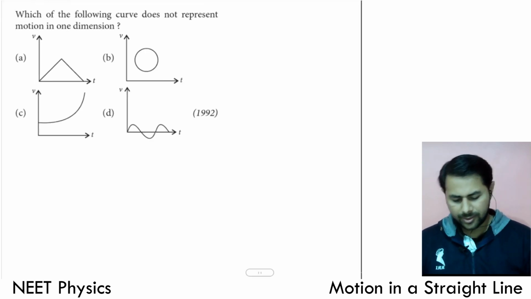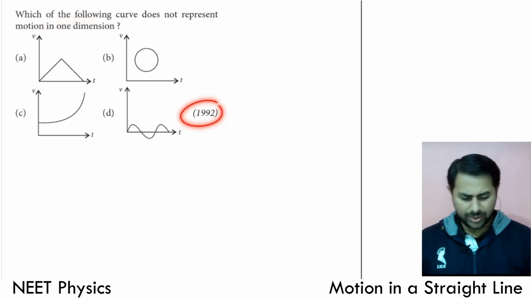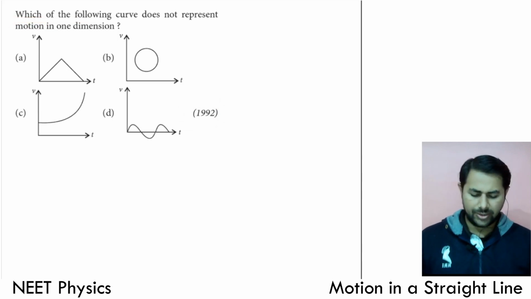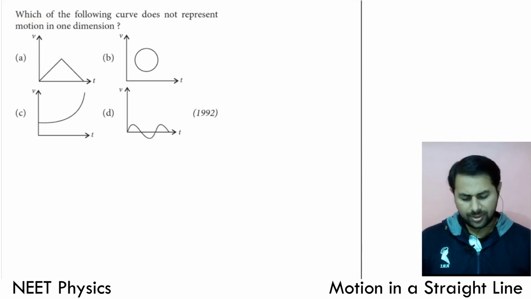Okay, so this is a similar question. Actually, I should have taken it along with those questions. Anyways, which of the following curves does not represent motion in one dimension? It's option B, right?